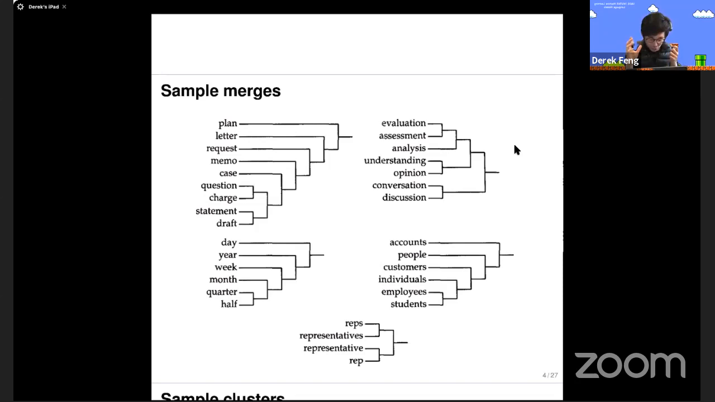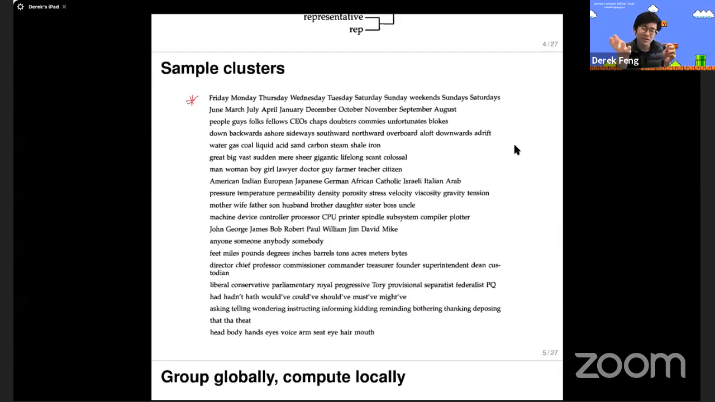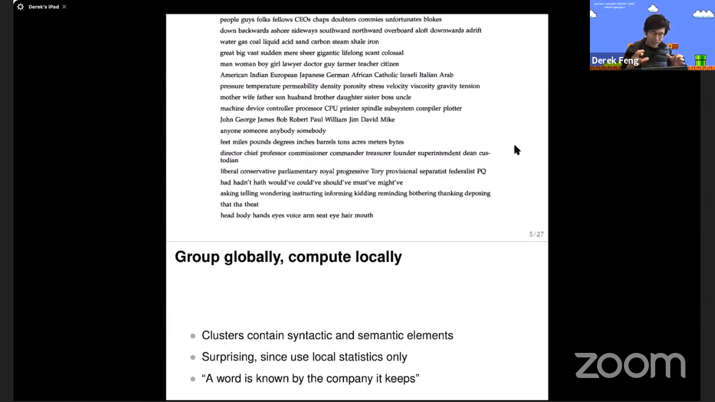So I think these are important questions, but what I want to emphasize is the fact that this procedure, all it's doing is starting with every word in its own class, and then it's going to start pairing words together such that they lead to the smallest reduction in likelihood. And it's only looking at pairs of words, right? It's only looking at pairs of words in your corpus. It's somewhat surprising that it's able to capture these clusters, I feel. Maybe it's not particularly surprising. But the key point, as I said, is that this is only looking at bigrams, right? This is literally only looking at pairs of words next to each other.